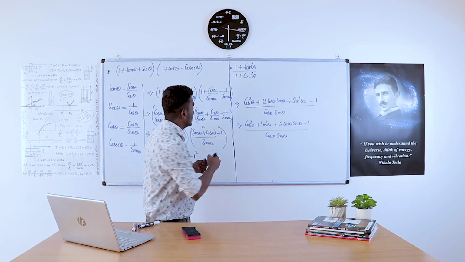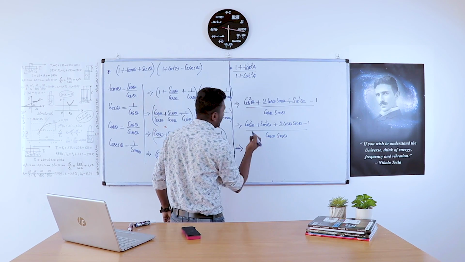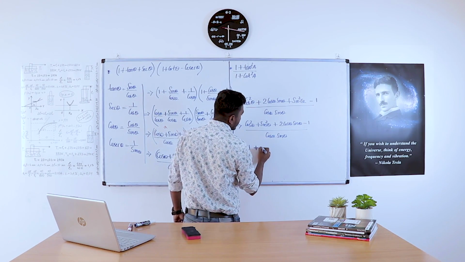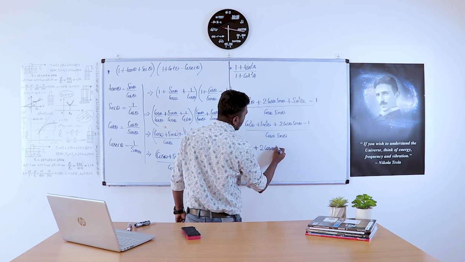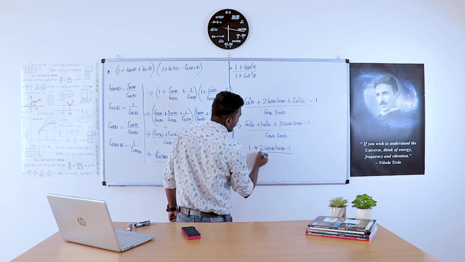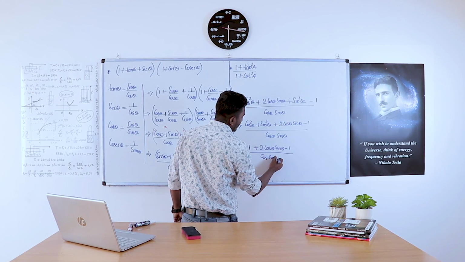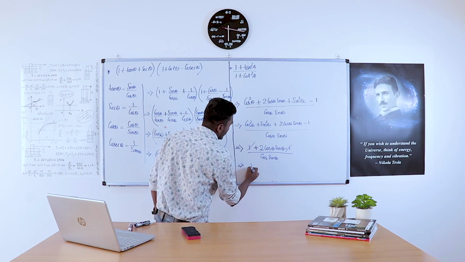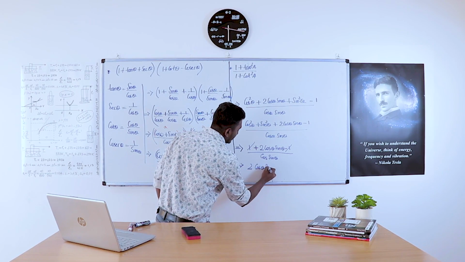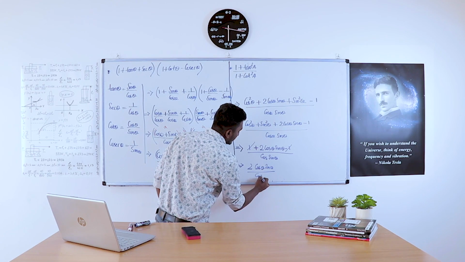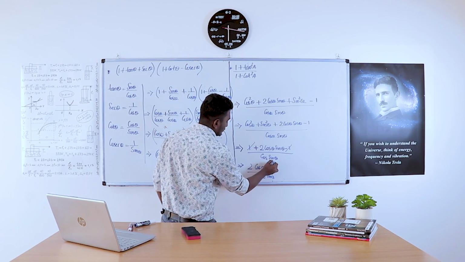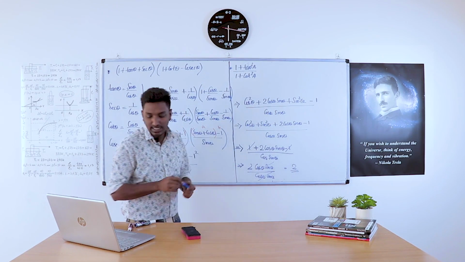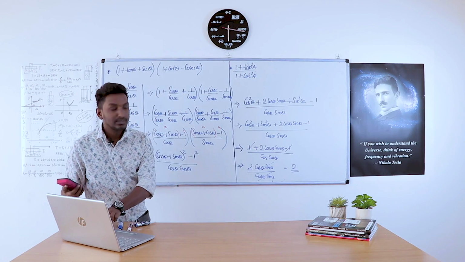Now what is cos square theta plus sin square theta? We know that cos square theta plus sin square theta is 1. So 1 plus 2 cos theta sin theta minus 1, whole divided by cos theta sin theta. So 1 and minus 1 cancel each other. What remains? 2 cos theta sin theta divided by cos theta sin theta. So cos theta sin theta cancel each other. What is the answer? 2 is the answer.